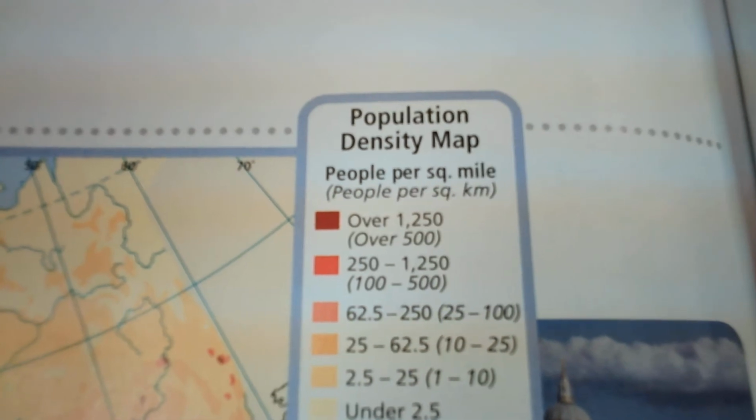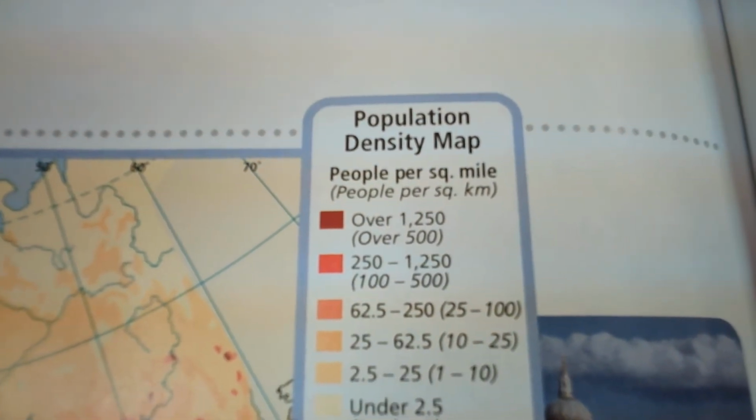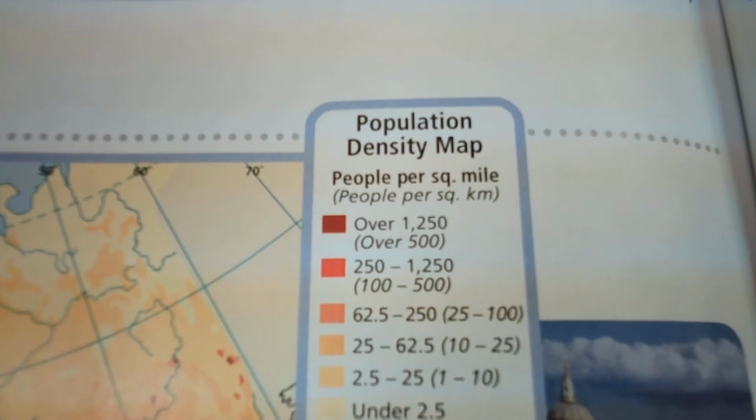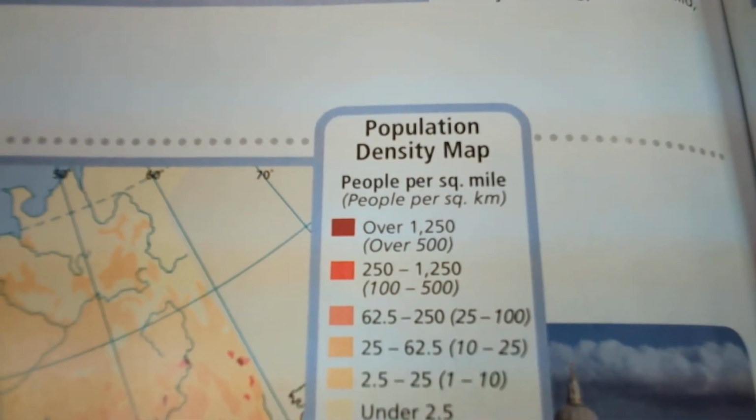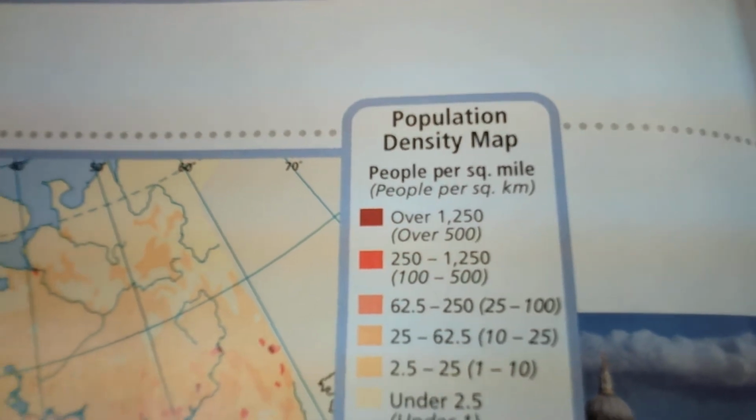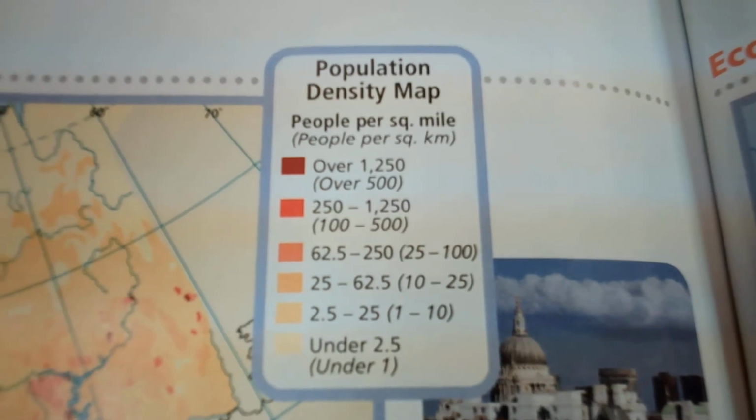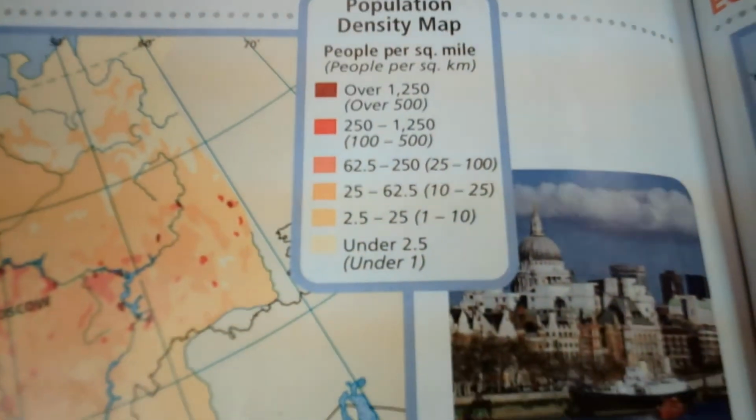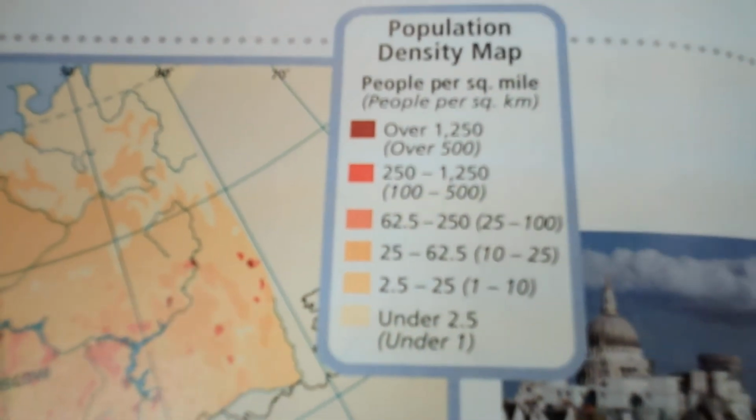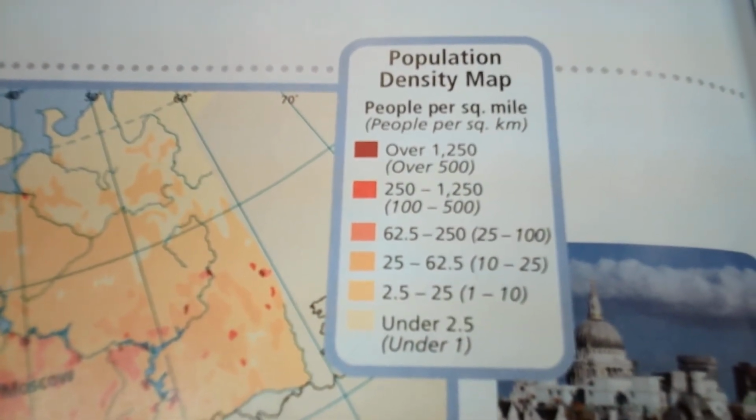So dark red means over 1,250 people per square mile. Again, the darker the red, the higher the population density. That means the number of people within a square mile. So you know you've got huge cities if it's in dark red. Okay, the medium red, 250 to 1,250 people per square mile. Really light red, 62.5 to 250 people per square mile. And then it goes into some of the yellow.